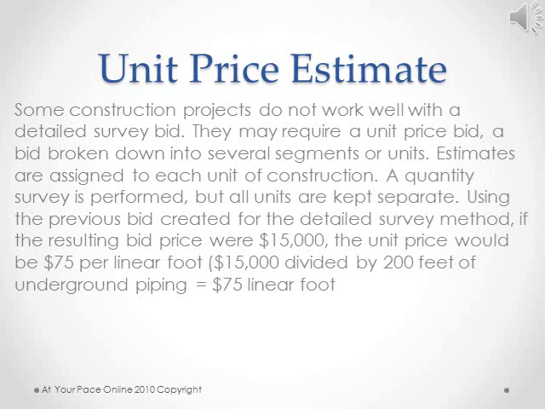So the unit price estimate. Some construction projects do not work well with the detailed survey bid. They may require a unit price bid, a bid broken down into several segments or units. Estimates are assigned to each unit of construction. A quantity survey is performed, but all units are kept separate. Using the previous bid created for the detailed survey method, if the resulting bid price were $15,000, the unit price would be $75 per linear foot.